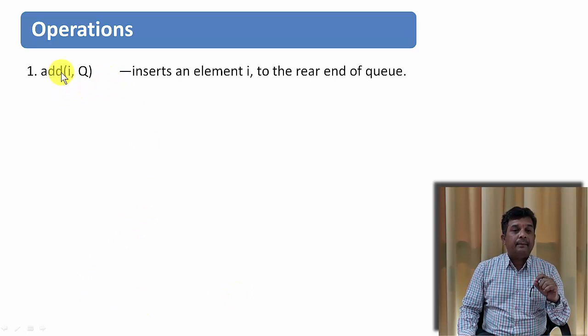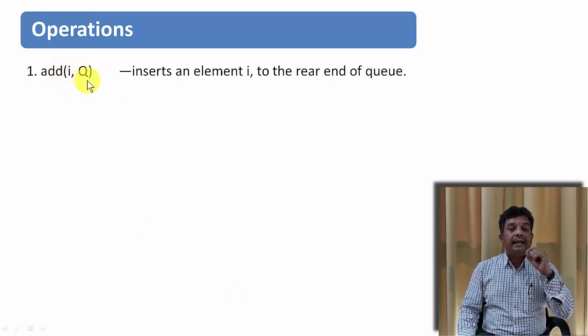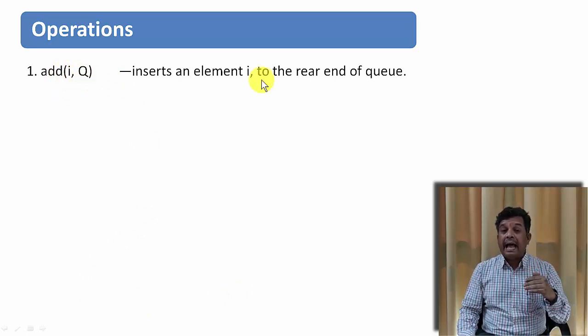First operation is add. We are adding an element to the existing queue, and we always add at the rear.